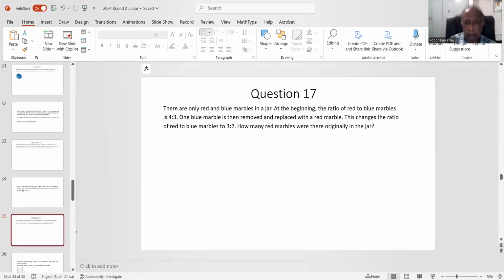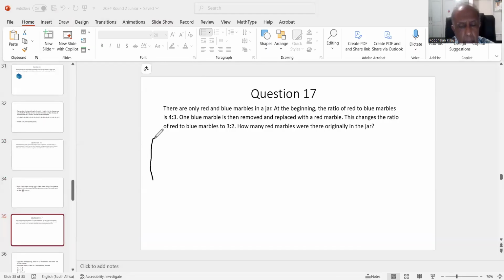Okay, so we're going to question 7. Now, there are only red and blue marbles in a jar. All right, so you got in a jar, you got red and blue marbles. So let's just draw the jar. So you got blue marbles and red marbles. They're all mixed up. Okay, but we don't know how many there are.